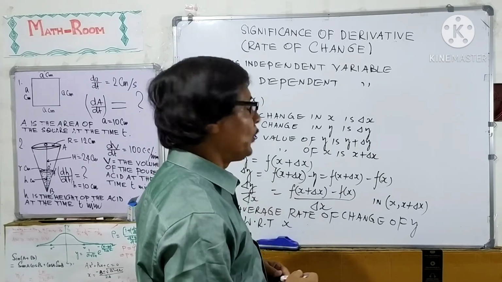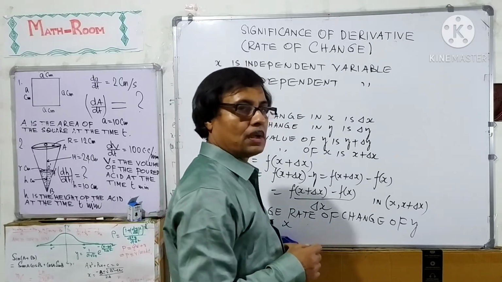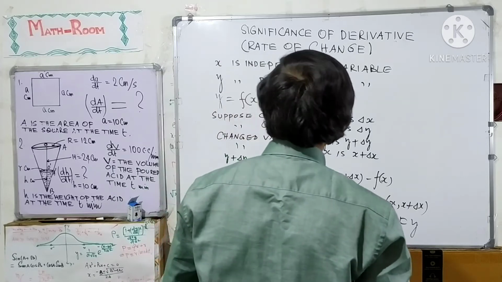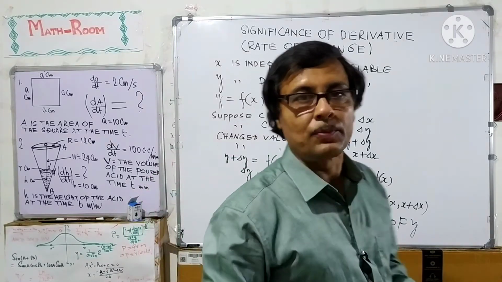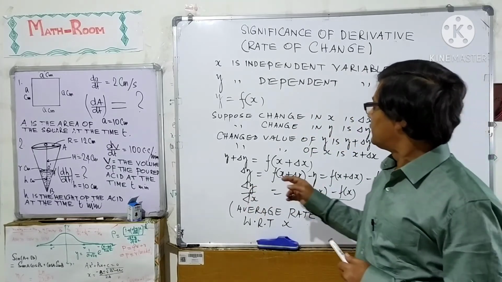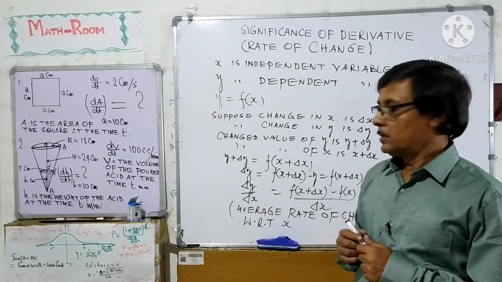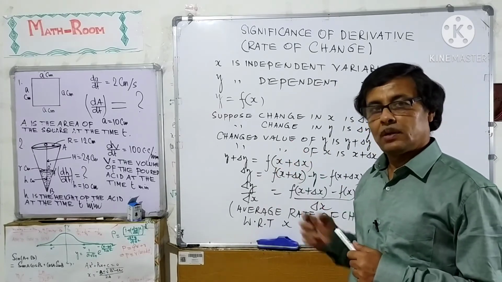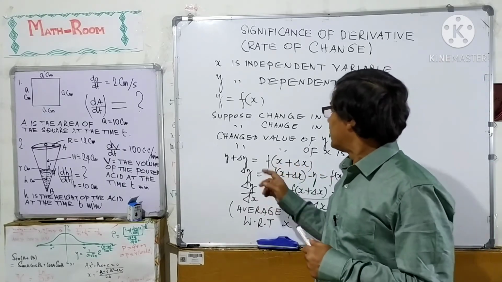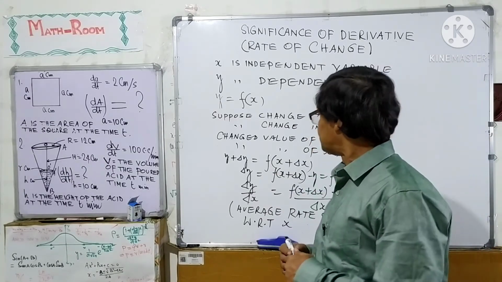Now we shall go to the pointwise change, that is, the instantaneous change. And how can we go to this pointwise change? We can get the pointwise change if we make del x approach 0, that is, if we make del x infinitesimally small, tending to 0. Then we arrive at the instantaneous change, that is, the pointwise rate of change.